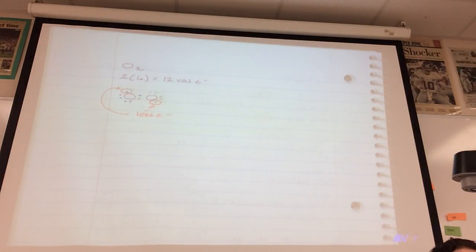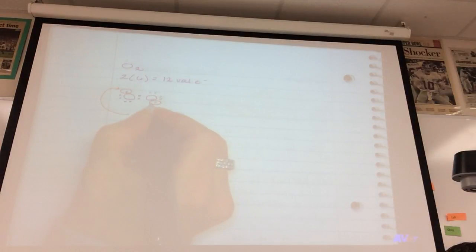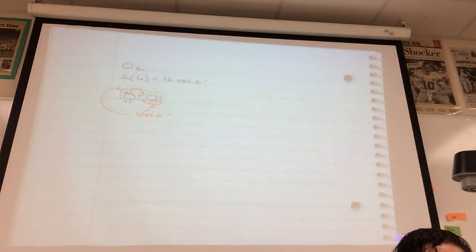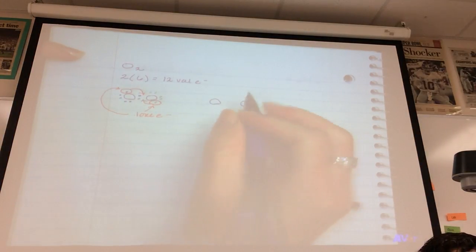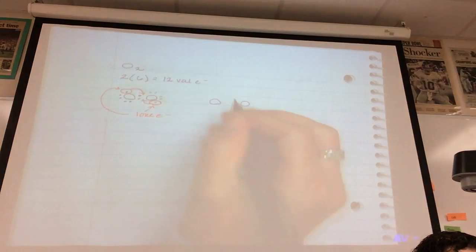Lone electrons are lonely. They make friends and they move to a position that can accommodate multiple bonds. Oxygen, nitrogen, sulfur, phosphorus, carbon can form double and sometimes triple bonds. So we're going to move these electrons between the O's and we will get two shared pairs of electrons.